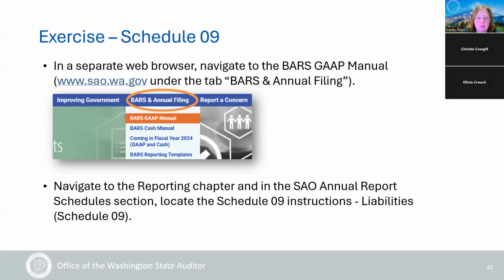So we're going to go to our website and open the GAAP BARS manual. Then once you are in the BARS manual, look for the reporting chapter on the left side of the page, expand that to find the SAO annual report schedules and expand that as well. And then click on liabilities with Schedule 09 in parentheses. I'll give you a minute to get to the Schedule 09 page.